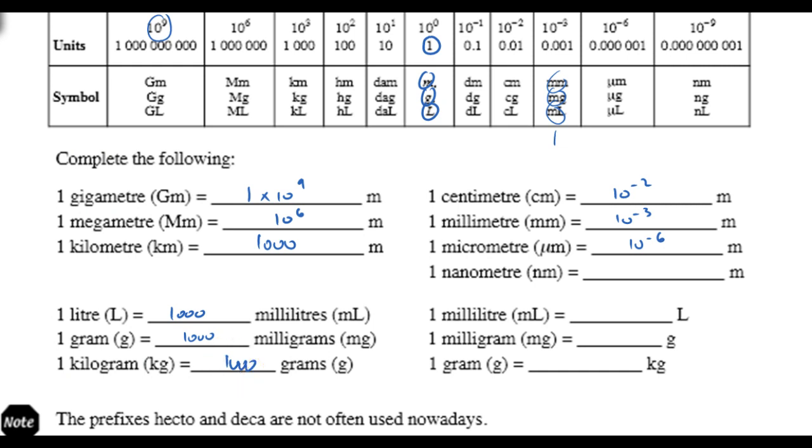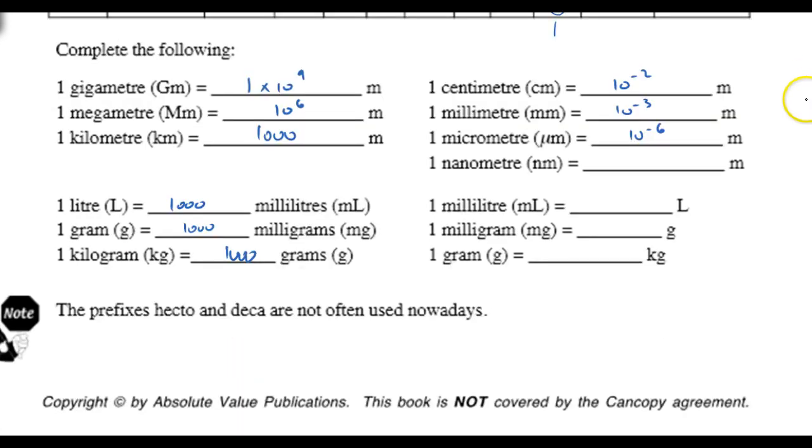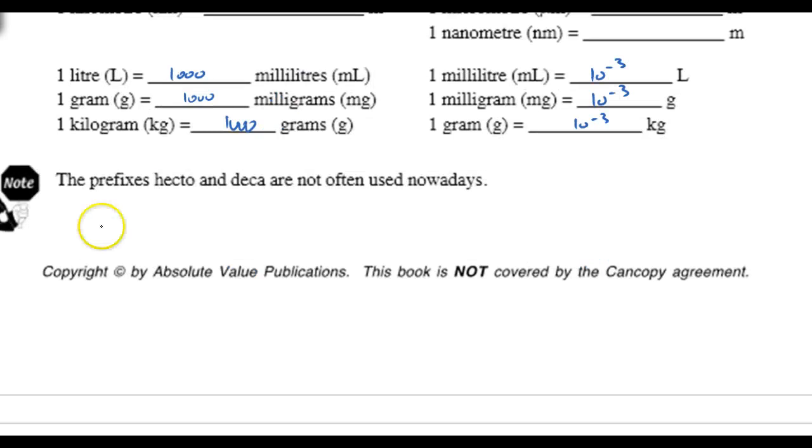Okay, and then keep going down here, 1 milliliter is 1,000th of a liter, so it's going to be 10 to the -3. Same thing for the milligram and grams, 10 to the -3. And then 1 gram itself is 1,000th of a kilogram, so 10 to the -3 over here. Okay. It says here, hecto and deca are not often used nowadays. Well, again, sometimes you're going to see hectometers, sometimes when you're looking at different maybe farming and areas, but we'll cover that later.